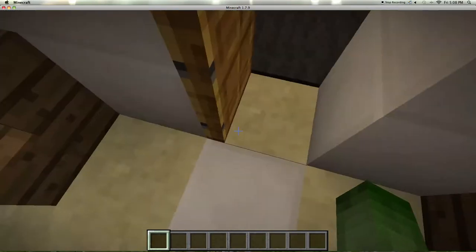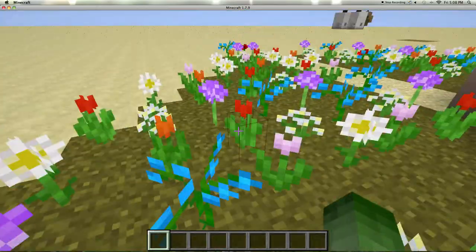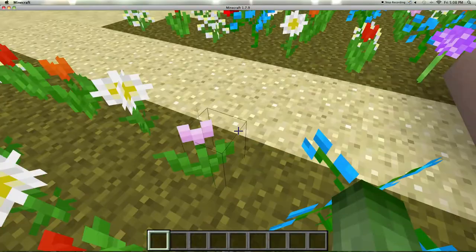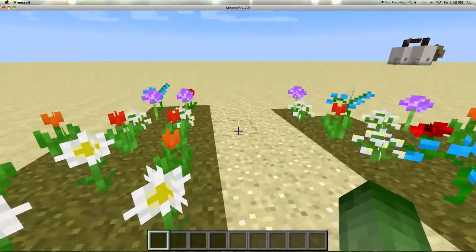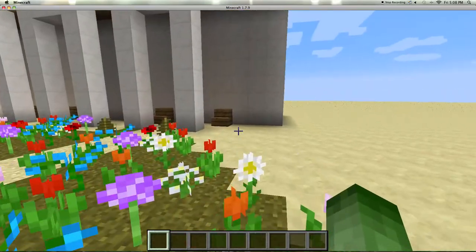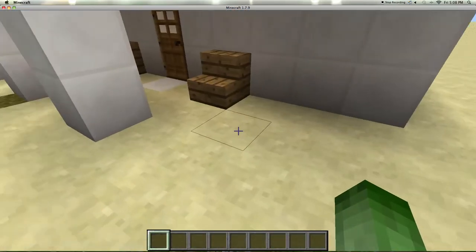And then here is the courtyard, which has a nice little fountain here, and flowers and a paved walkway. So yeah, that is the courtyard. There is another shaded area here.